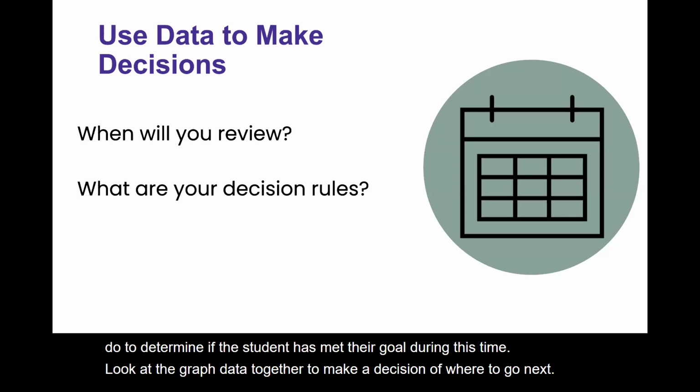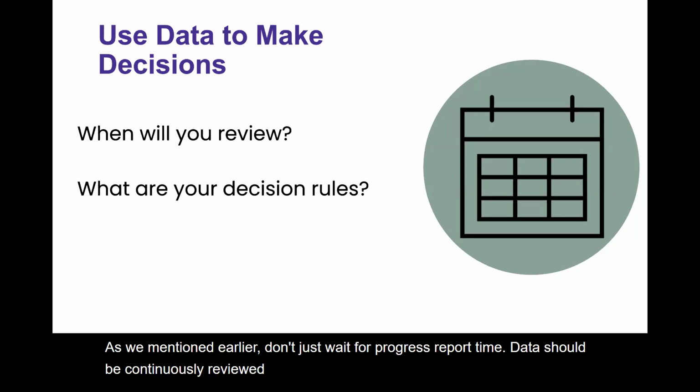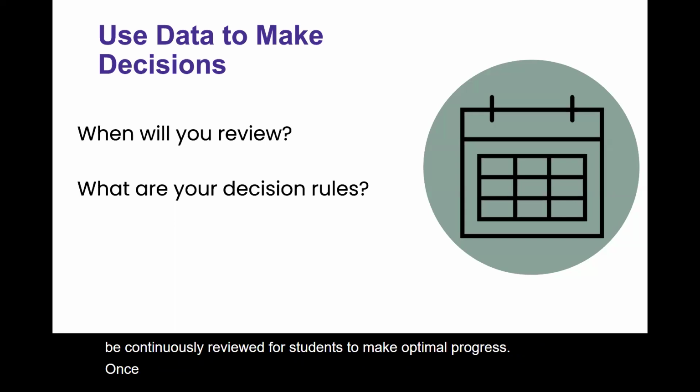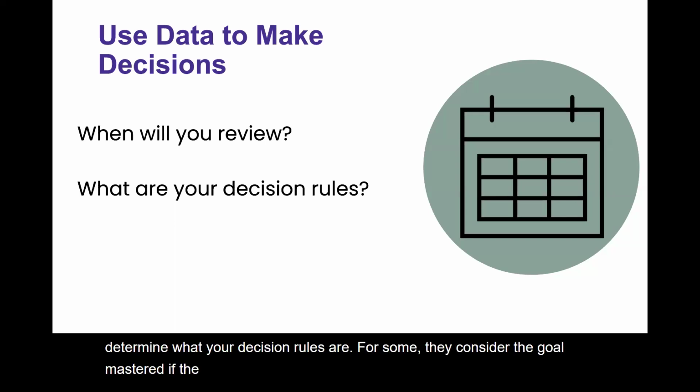As we mentioned earlier, don't just wait for progress report time. Data should be continuously reviewed for students to make optimal progress. Once you have determined a regular time to meet to review data, you want to determine what your decision rules are. For some, they consider the goal mastered if the student has reached the criteria for 10 consecutive days. Your team makes these decisions.